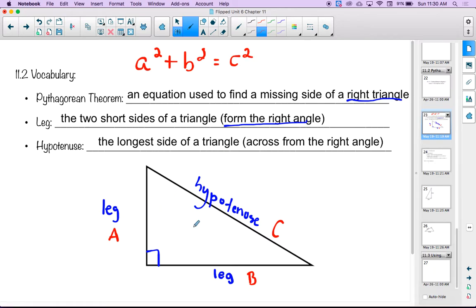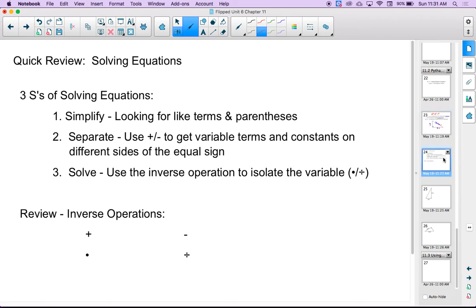And it tells us that if we take these two lengths of the two legs and we square them and then we add them together, it's going to be the same number as if we square the hypotenuse. And we can use solving equations to help us find those missing sides. Okay, so we're going to do a really quick review of some chapter 6 stuff, solving equations.